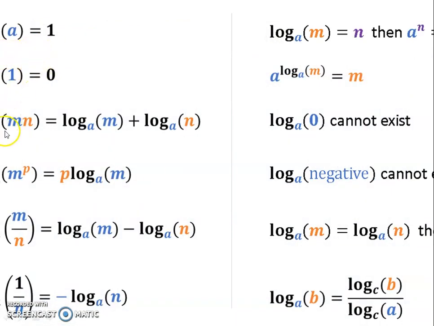In this column we must know: log a to the base a is always 1, log of 1 is equal to 0, and log of m into n is equal to log m to the base a plus log n to the base a.